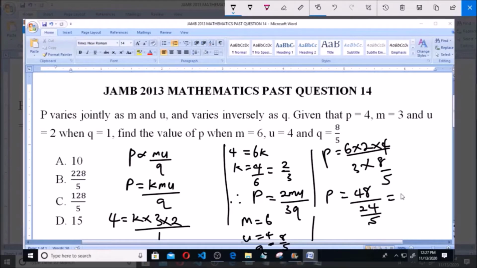Now this is equal to 48 multiplied by 5 over 24. Now P is equal to 240 over 24, which is equal to 10. So the answer to this question is option A, 10.